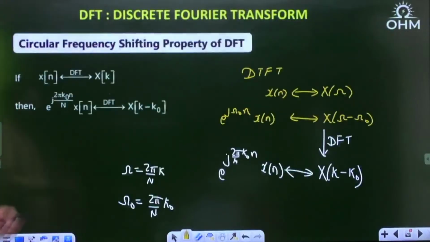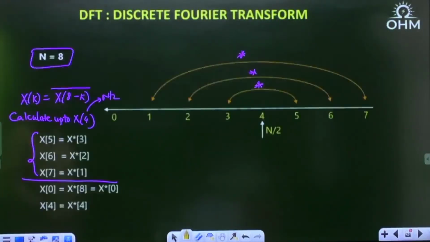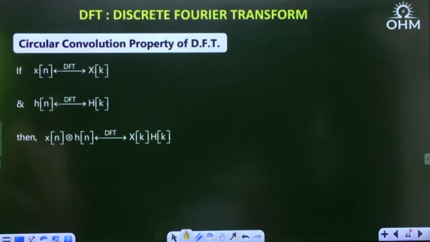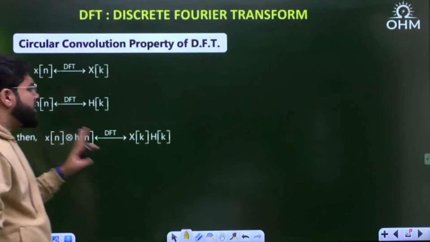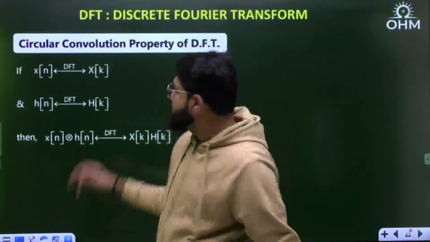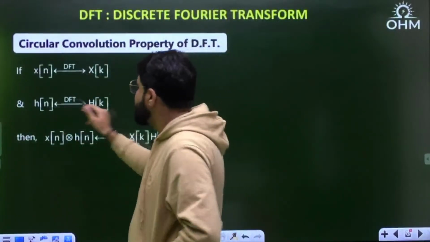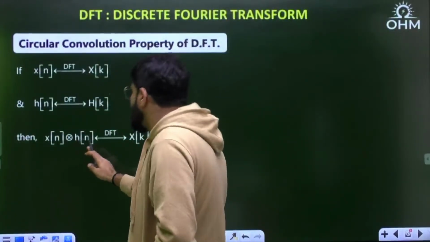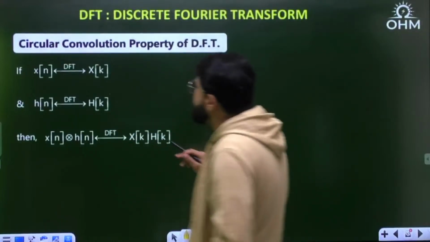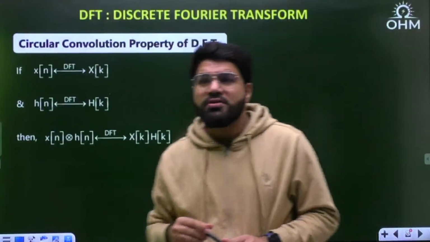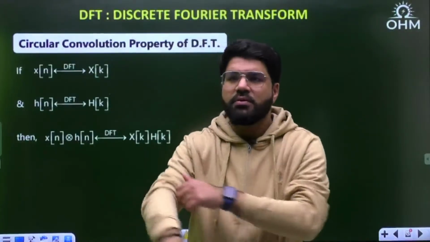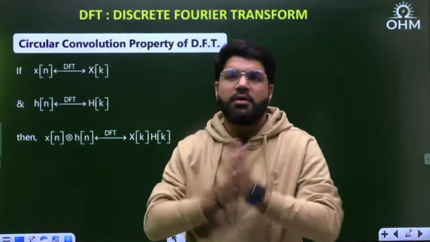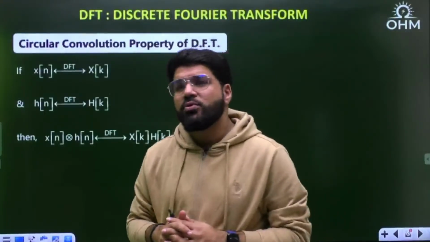Okay, so where were we? Circular convolution. Convolution in time is multiplication in frequency. x[n] has the DFT X[k], h[n] has the DFT H[k], and x[n] circular convolved with h[n] has the DFT X[k] into H[k]. Now, how do you solve circular convolution?